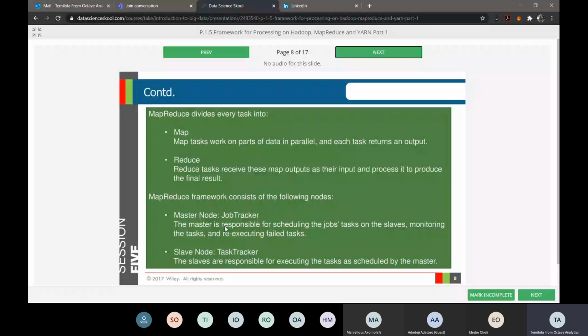So your master node in MapReduce is your job tracker. It schedules different jobs, separates the jobs for different processors to run. Then your slave node is your task tracker. So these are the ones that will actually run those tasks and produce an output that you now feed as input into your reduce function.